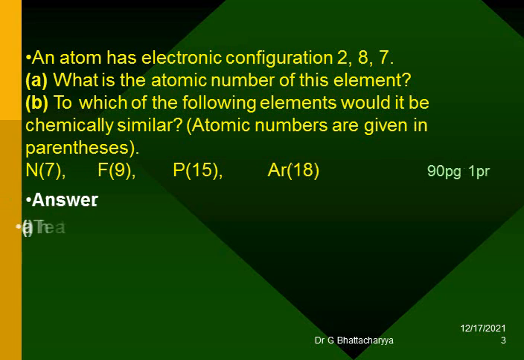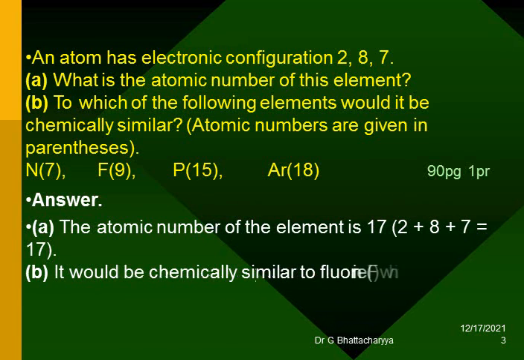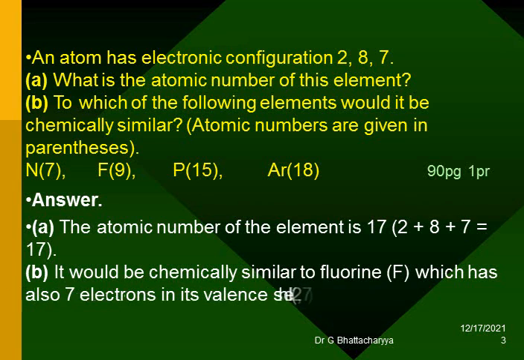Answer. A. The atomic number of the element is 17. 2 plus 8 plus 7 equals 17. B. It would be chemically similar to fluorine, F, which has also 7 electrons in its valence shell, 2, 7.